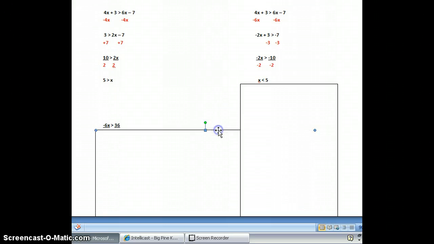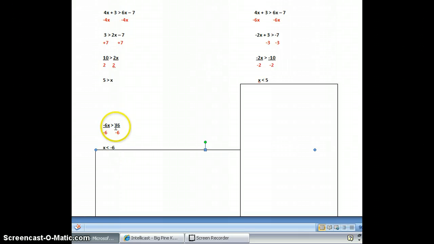Okay, now if you have an equation such as this, negative 6x is greater than 36, you have no choice here. You have to divide by negative 6. So this is where you have to remember the rule. I'll divide by negative 6, so that means I need to flip the inequality sign around, and my answer is x is less than negative 6, because 36 divided by negative 6 is negative 6, and I flip this sign around.